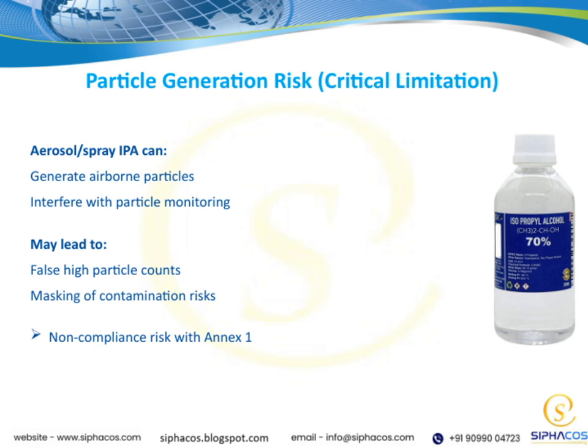Essentially, we might think there's more contamination than there actually is, or worse, it could mask real contamination risks that we need to identify and address. This is a significant concern because it can put us at risk of noncompliance with Annex 1, which sets the standards for good manufacturing practices in sterile environments. So, understanding and managing this risk is crucial for maintaining compliance and ensuring the integrity of our contamination control processes.